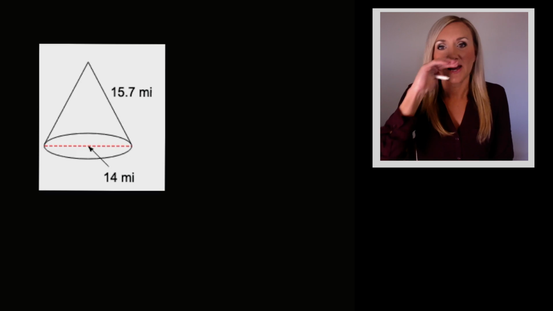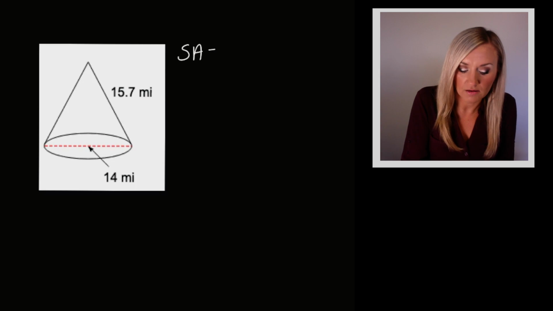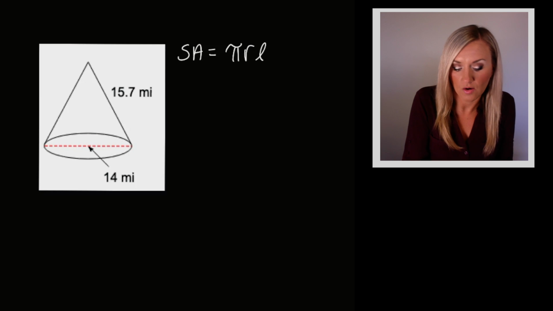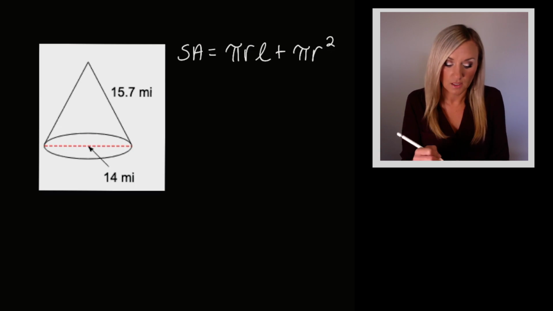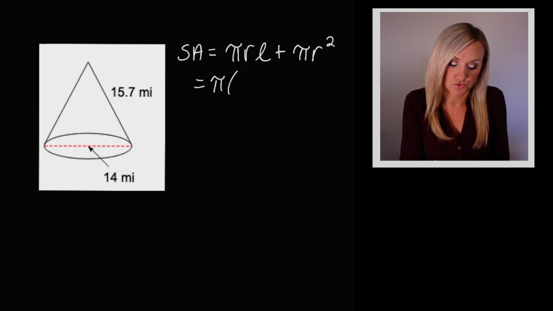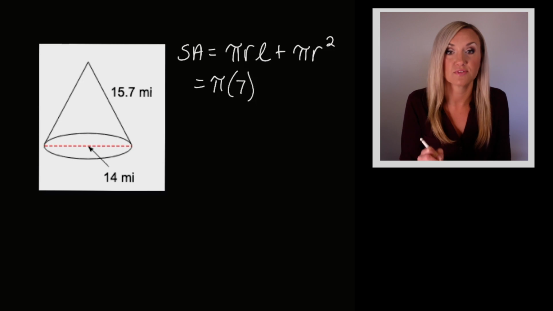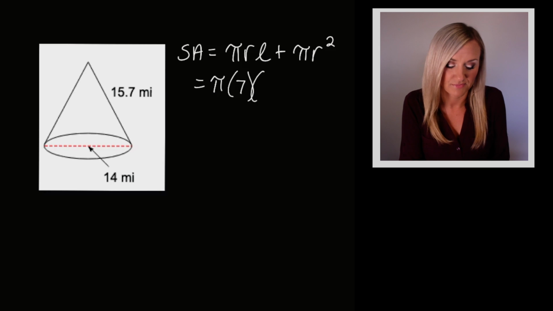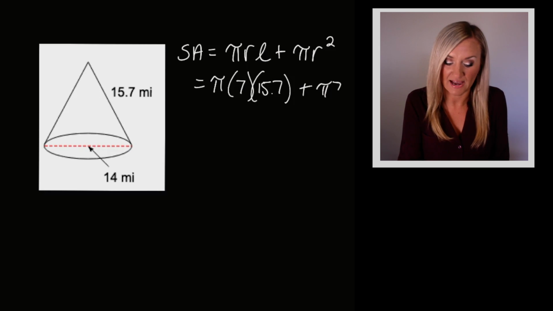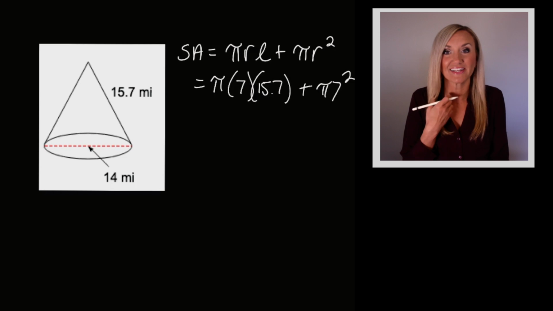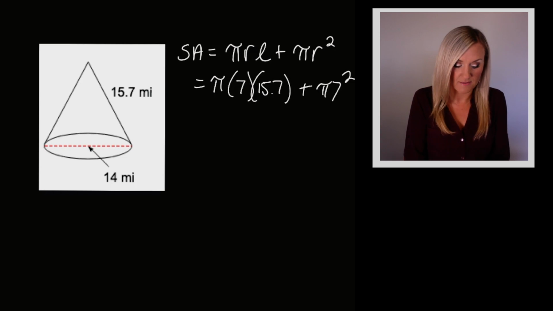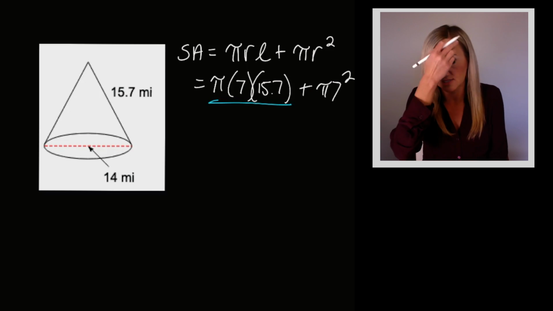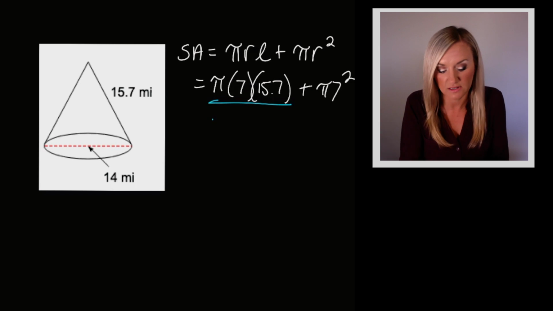Okay, welcome back. Let's see. Surface area is pi r L plus pi r squared. And let's see, did you do a radius of 7? You did. Yeah, you did. And then 15.7 plus pi 7 squared. Good so far? Okay.